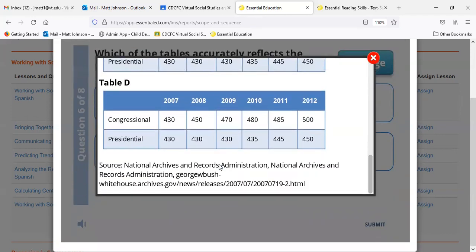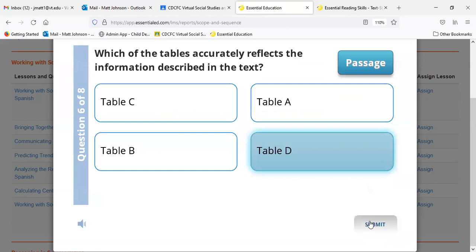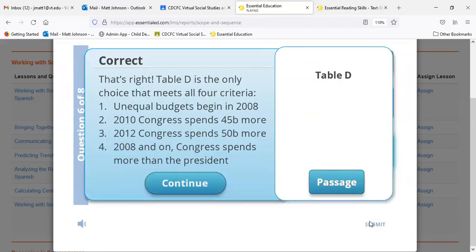So finally, our last table here, okay, consistently growing, outpacing the presidential budget. And then to double check, 2010, yep, it exceeds the presidential budget by 45 billion. By 2012, exceeding it by 50 billion. Continuous growth from 2007 to 2012, right? We see that, and then we can check the other numbers that they suggest there, 2010 and 2012. So table D is going to be our answer. Okay.